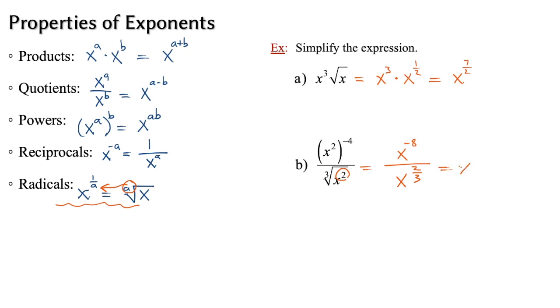Now again, because we're dividing, we're going to subtract the exponent. So we can take -8 minus 2/3, which will give us -26/3. Now, as far as writing x to a power, that's true. But because the exponent's negative, we can further simplify it using the reciprocal to be 1 divided by x to the 26/3.